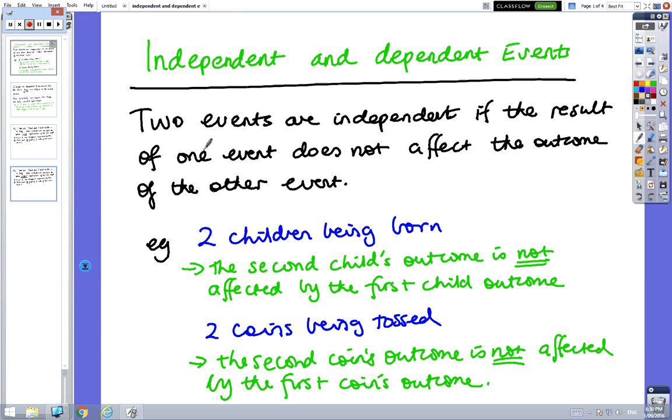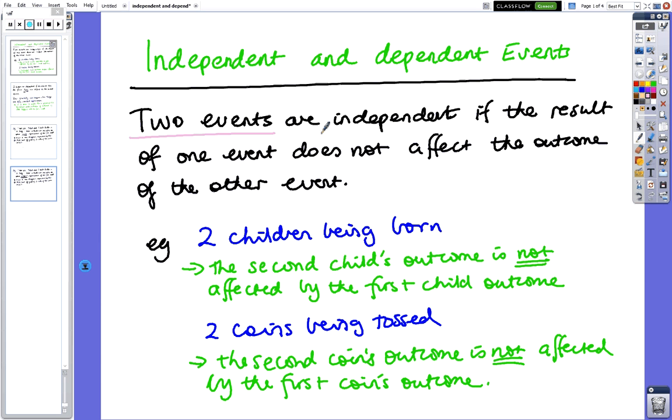Okay, so we're looking at the next part, which is independent and dependent events. Two events are independent if the result of the first does not affect the result of the second. So we'll look at some examples of what this means.